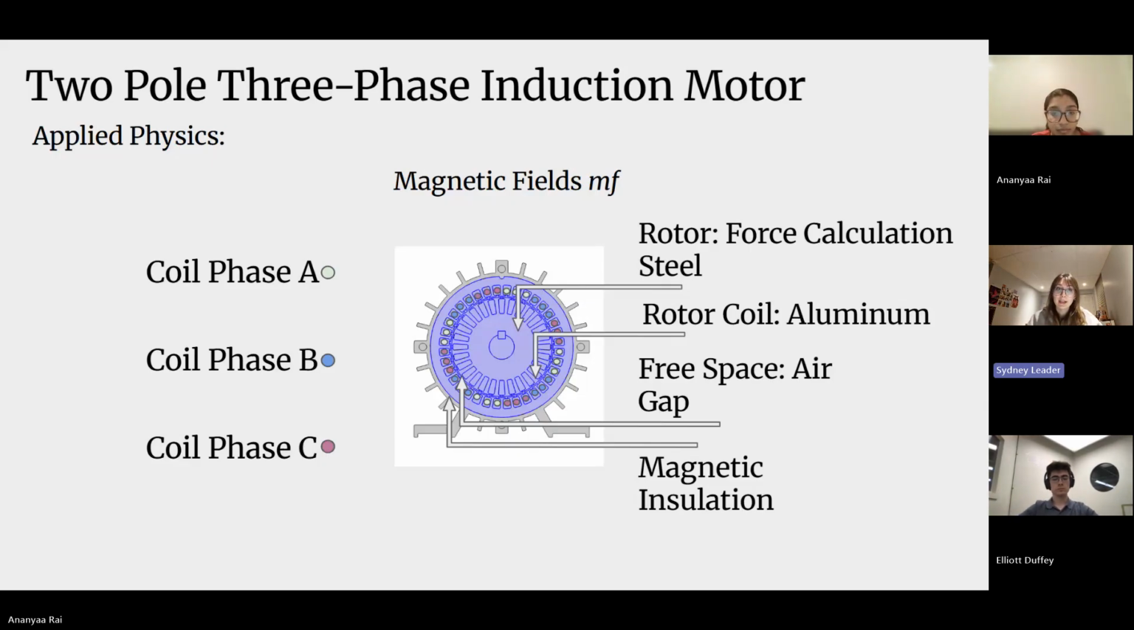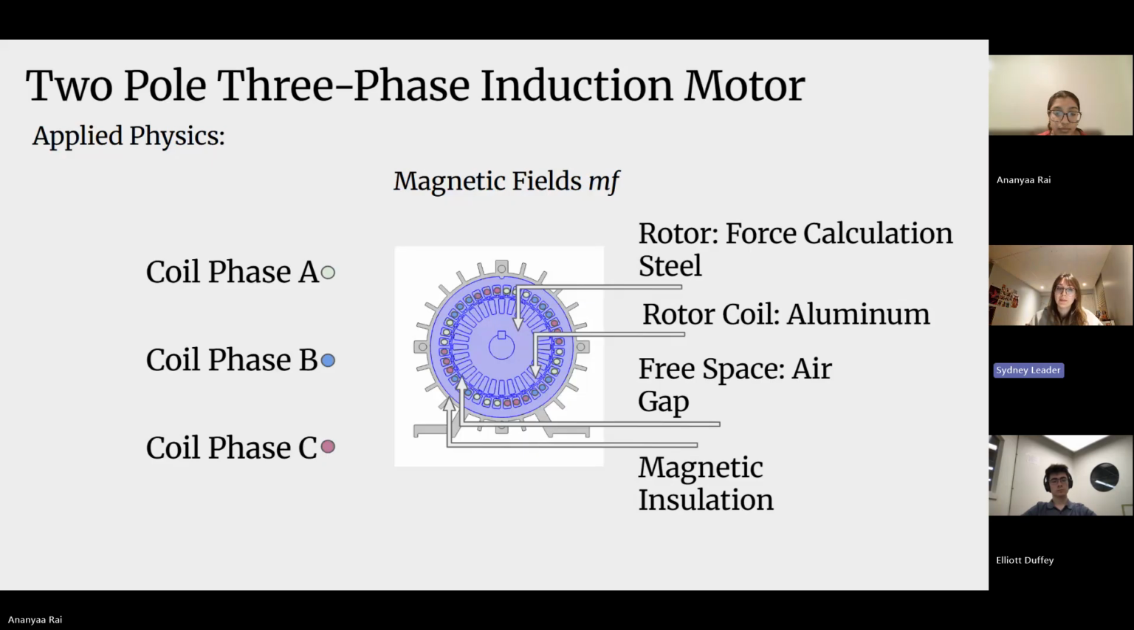Since it's a three-phase motor, there are three separate phase physics applied, just to ensure that the coils that are meant to be grouped together are in fact grouped together. There's also magnetic insulation, which separates the core of the motor from the outside of it. This just prevents any energy loss, since the magnetic flux is not able to leak into neighboring domains. This prevents unwanted eddy currents forming from the surrounding metal.